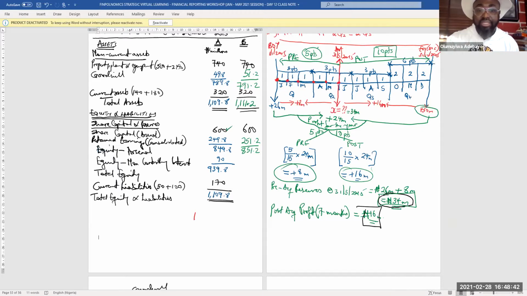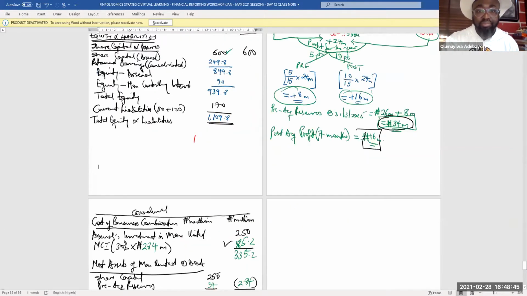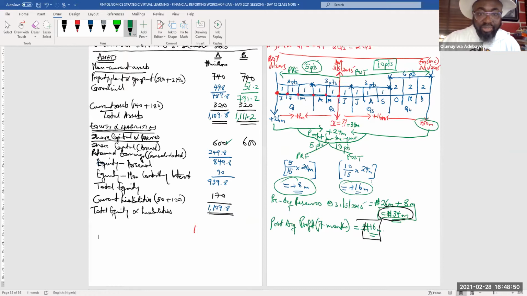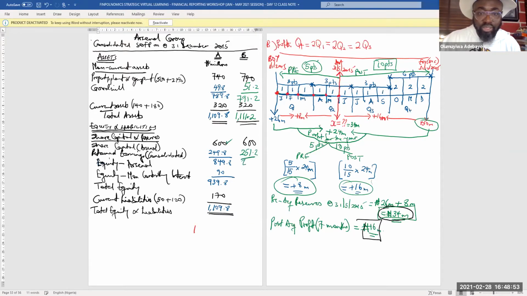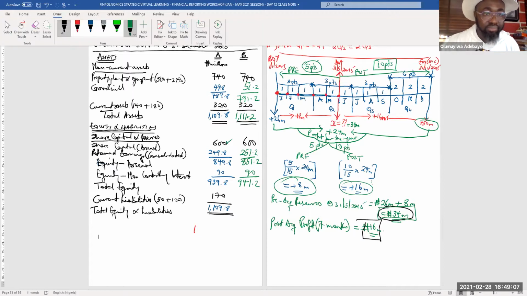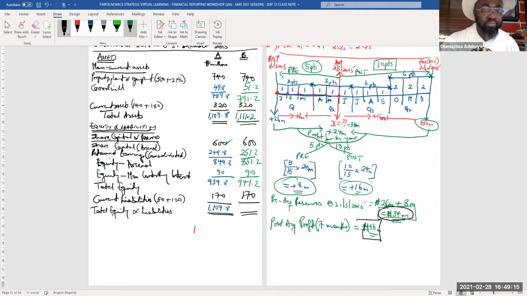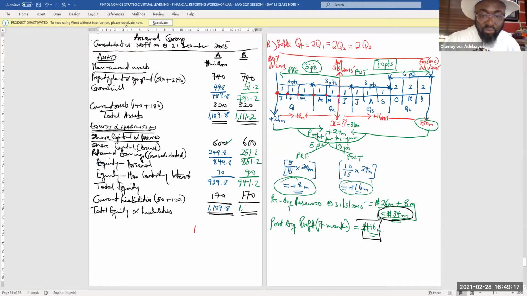What is our NCI? 90? I don't know why this is going off. 251.2, 851.2. And this 90, that is 941.2. Our acquired liability remains at 170. All in all, when we sum this up, we should have 1111.2.